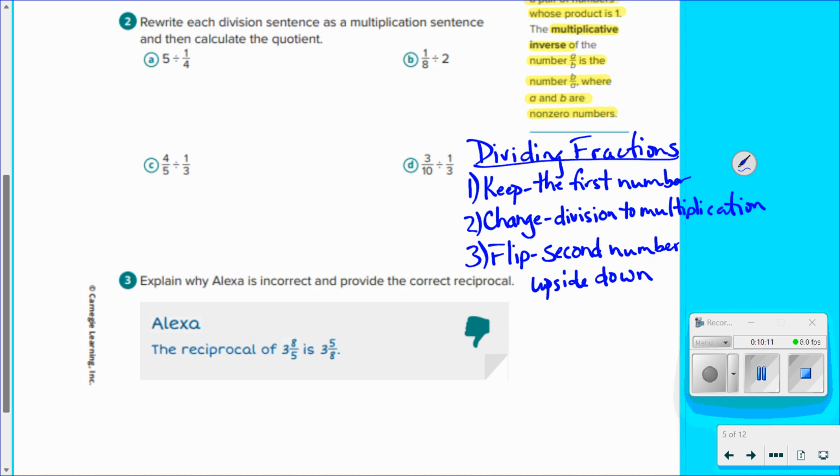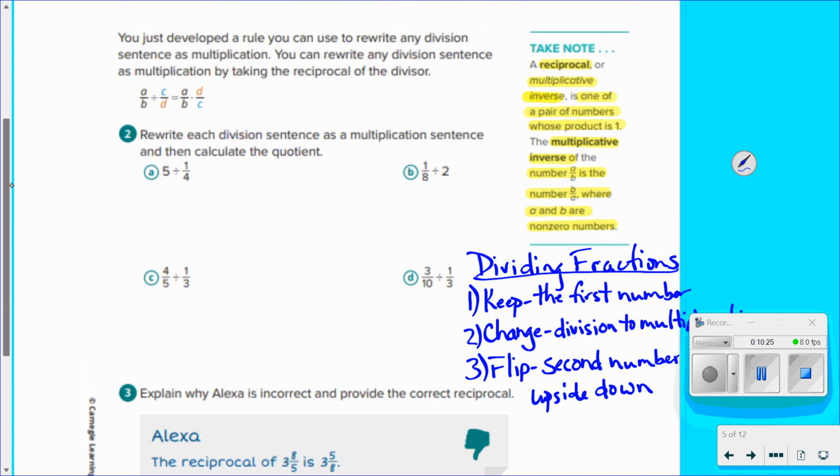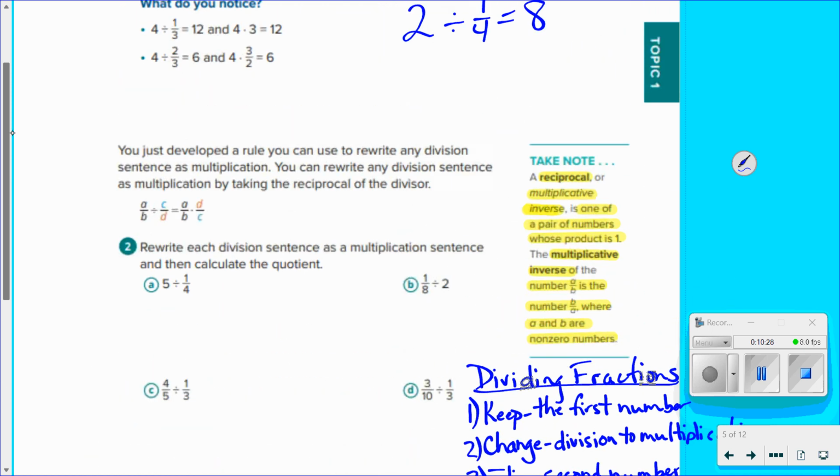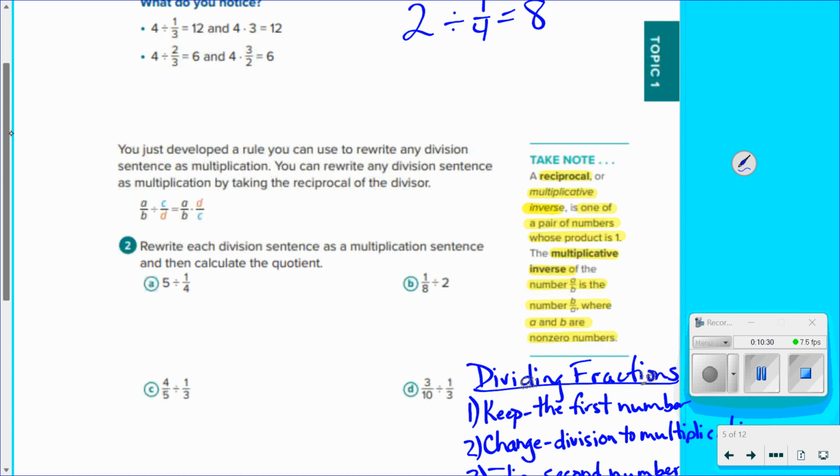Just like we can't actually divide by a decimal, we actually have to get rid of the decimal place if it's in the divisor, right? We also can't divide by a fraction. Mathematically, it doesn't make sense. So instead, what we are going to do is multiply by the reciprocal or the inverse. Okay? So let's see how this works.